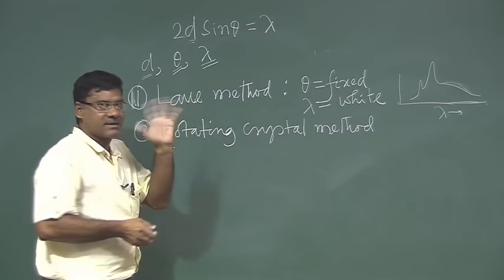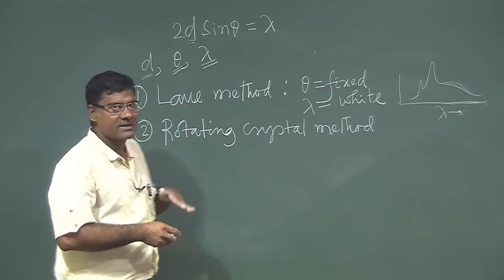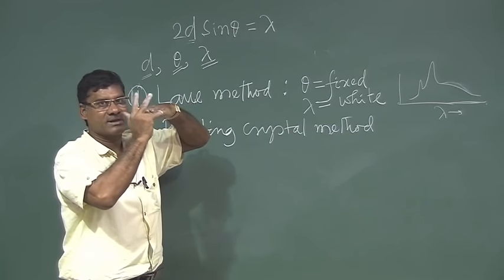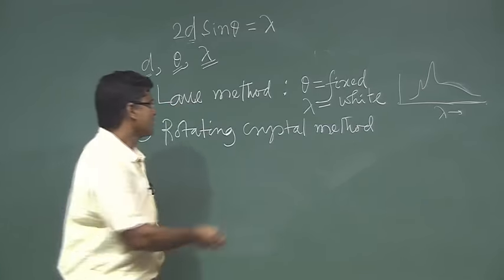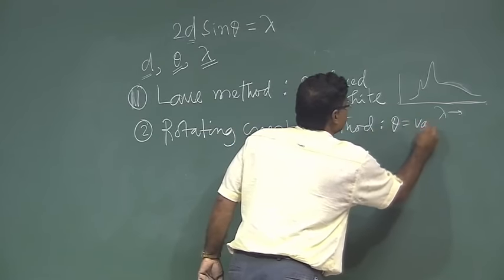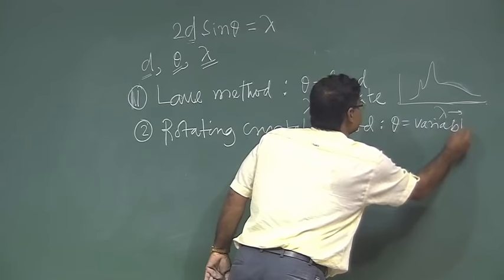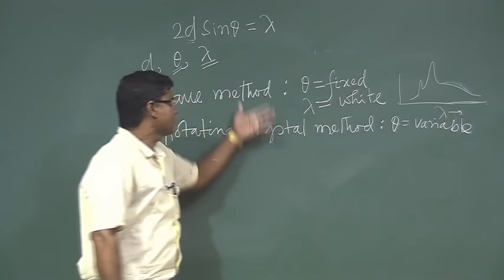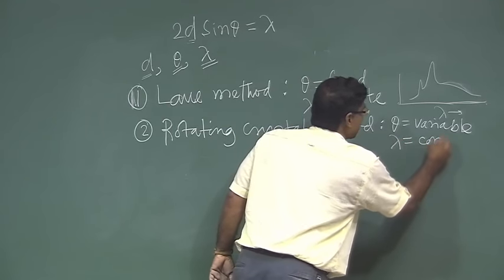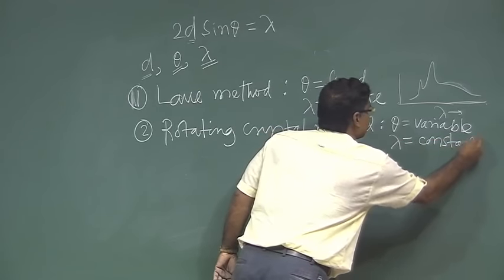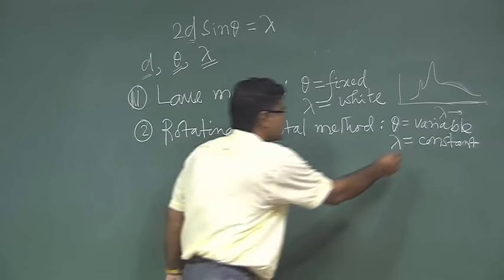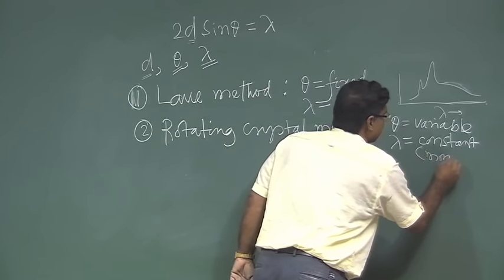So, rotating crystal means X-ray is falling on the crystal. Now, the crystal is rotating, so its planes, so the angle with these planes, are changing. So, in this case, theta is variable. The other one can be constant: lambda is constant, meaning monochromatic X-ray is used. So, it is monochromatic X-ray.